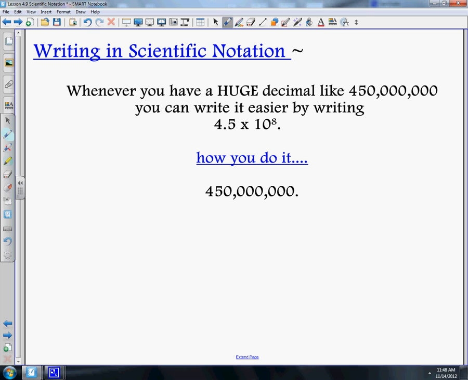So, writing in scientific notation. Whenever you have a huge decimal, like 450 million, you can write it easier by writing 4.5 times 10 to the 8th. So here's how you do it.